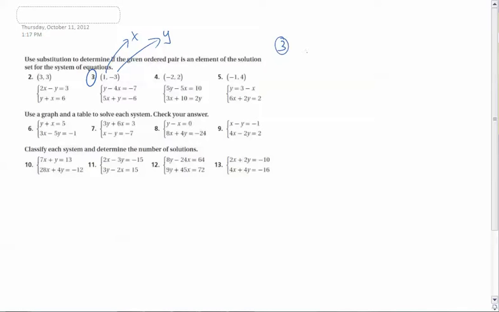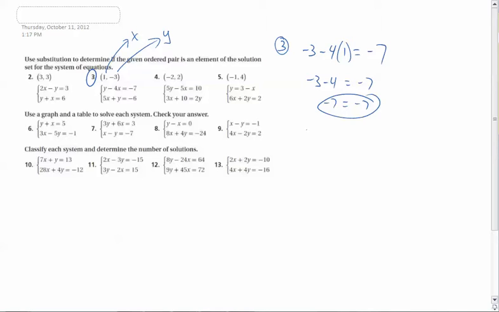I'm going to plug in to the first equation, -3 for y minus 4 times 1 for x equals -7, and do the math here, and you can see that -7 equals -7, so that one is good.